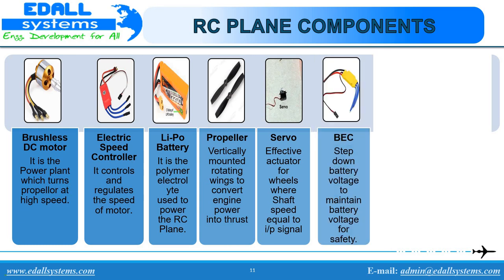BEC, Universal Battery Elimination Circuit. When buying an ESC, buy the one which says BEC or UBEC. Basically, BEC is an electronic circuit designed to deliver electrical power to other circuitry without the need for multiple batteries.